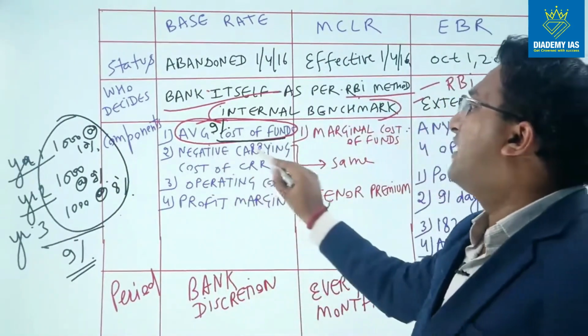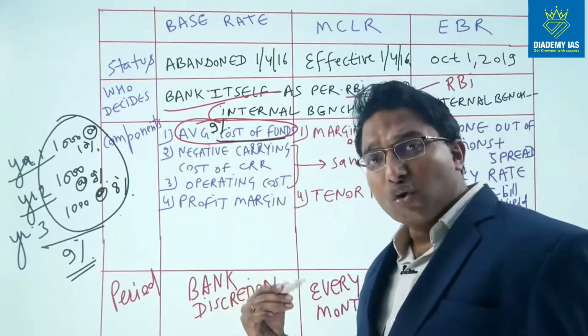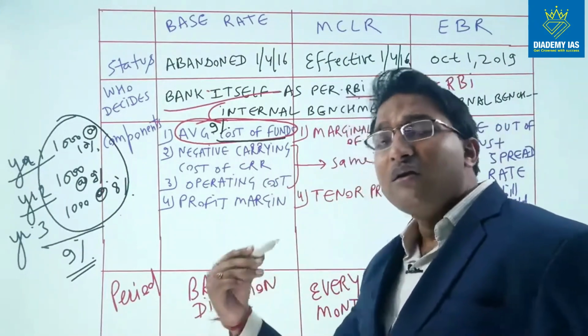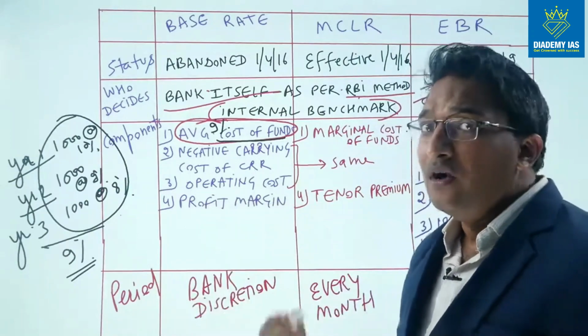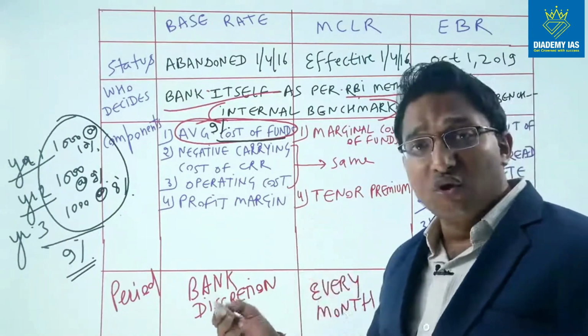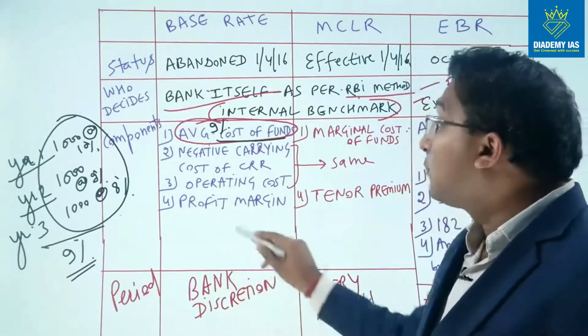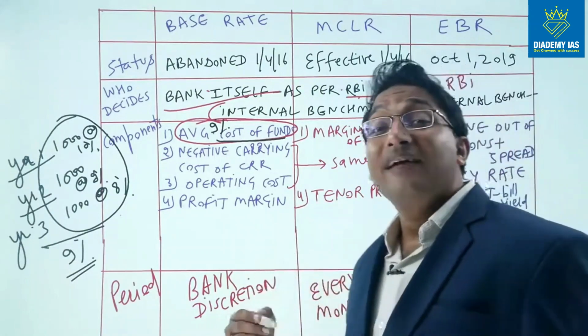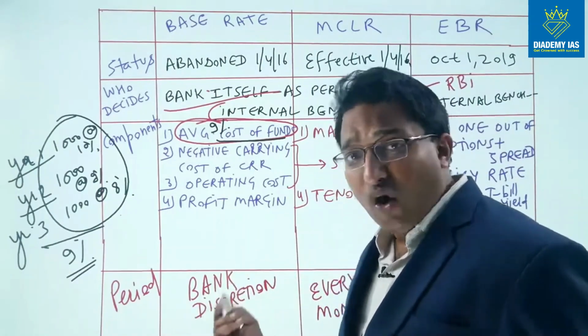Second is negative carrying cost of CRR. I already told you that we include this cost here because the bank does not get any income from the RBI on the amount of CRR. Operating cost means the administrative cost, rent, salary, etc., which are incurred by the bank. Profit margin, because the bank is a commercial entity, therefore it is very natural that they will add their own profit.